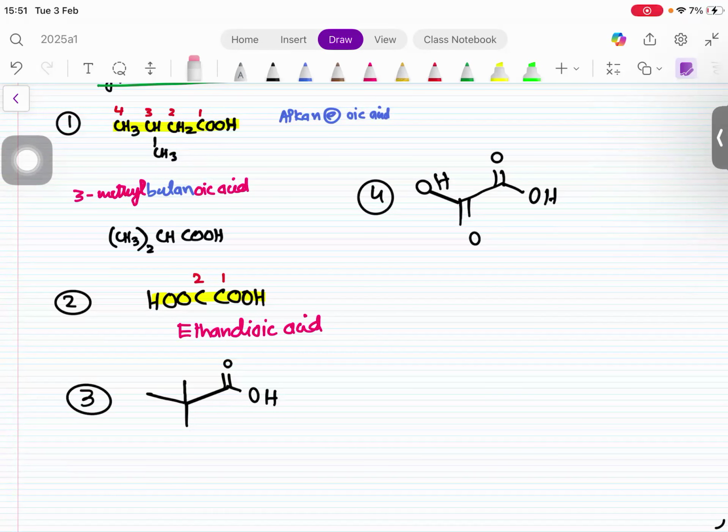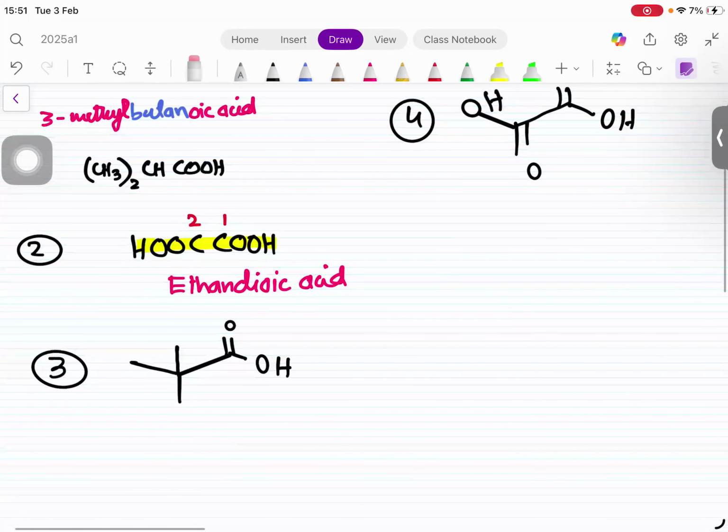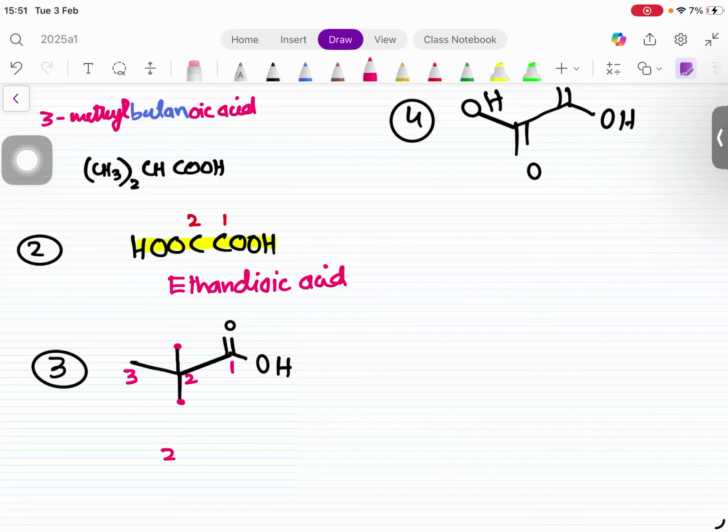Number 3, please. So this, 1, 2, 3. Yes, it's a propanoic acid, but carbon number 2 has 2 methyls. So 2,2-dimethyl propanoic acid.